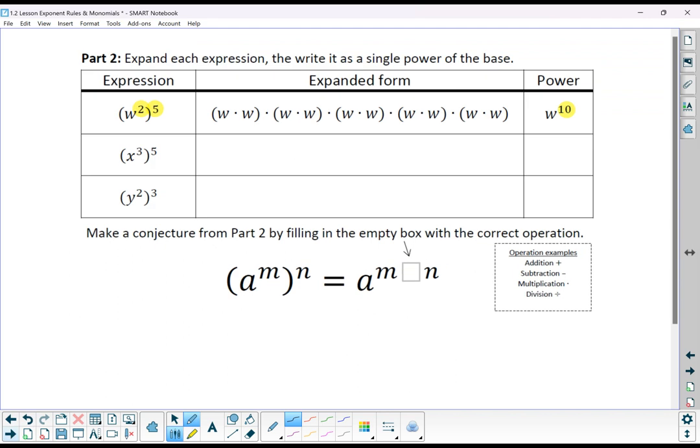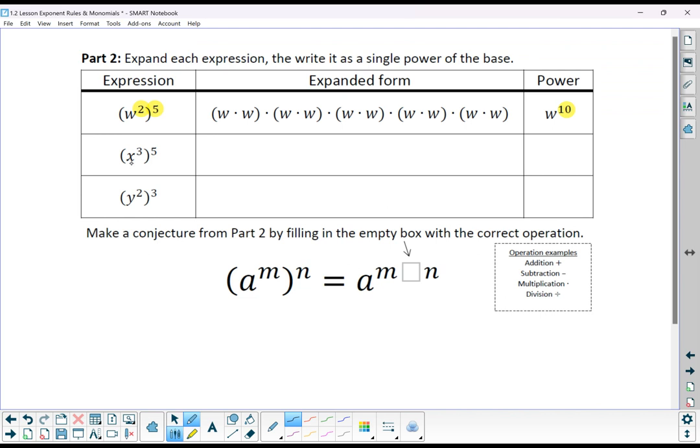If we have an exponential expression like this, w squared, and that expression is raised to the power of 5, we can also expand that. The 5 means that we have 5 factors of w squared, and the w squareds are each a w multiplied by another w. So we've got a w multiplied by a w, and we're multiplying by that 1, 2, 3, 4, 5 times. So that's a grand total of 10 factors of w, so w to the power 10.